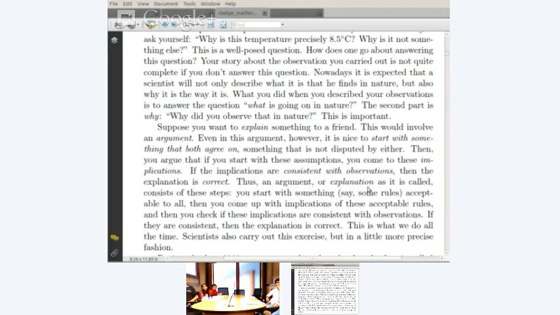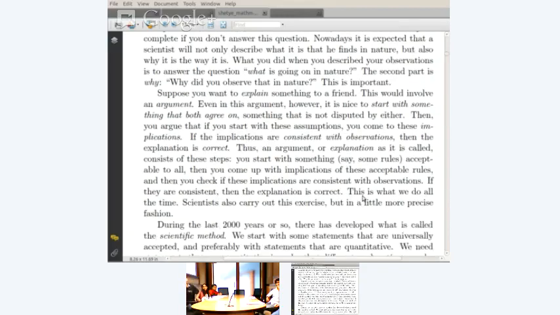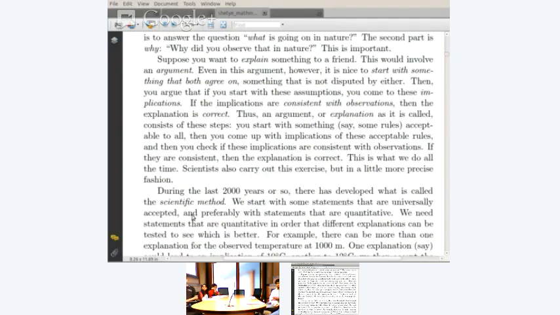So this argument or explanation, as it is called, consists of these steps. You start with something, say some rules, some laws, as we shall see, acceptable to all. Then you come up with implications of these acceptable rules. And then you check if these implications are consistent with observations. If they're consistent, then the explanation is correct. This is what we do all the time. And that's what we'll be doing throughout the course. Scientists also carry out this exercise, but in a little more precise fashion.